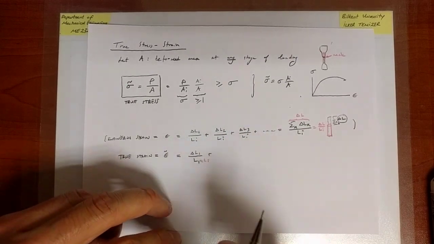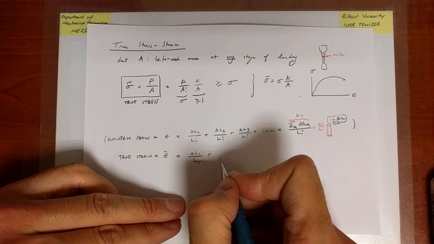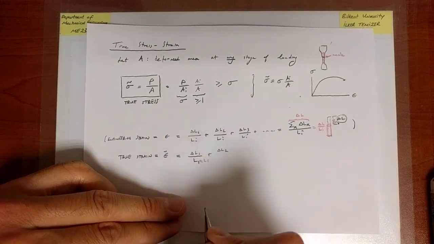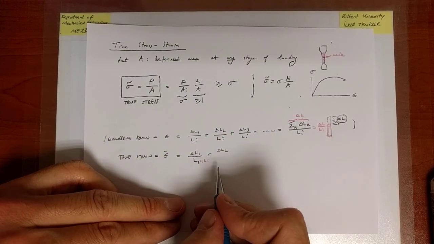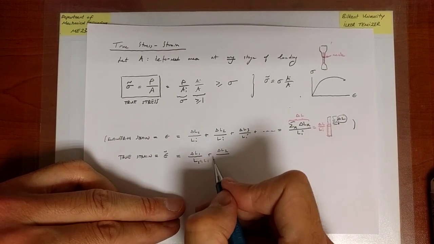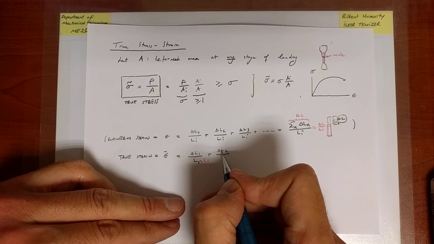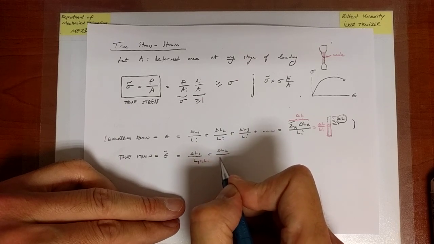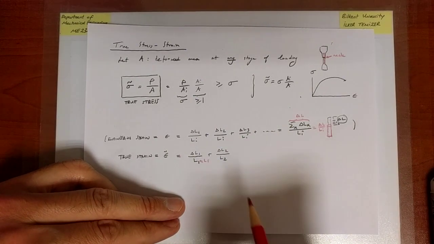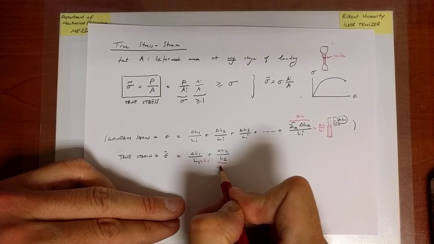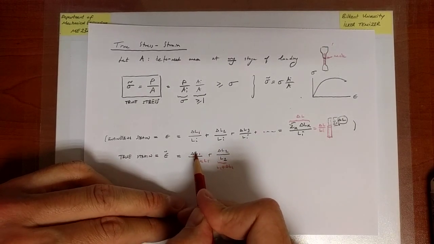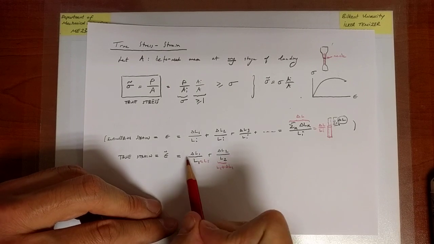Now, when I make the incremental addition to the overall true strain, the difference from the engineering one is that I'm going to extend the specimen by delta L2, and I'm going to calculate the incremental change to the true strain as the change in the length, divided by the new length of the specimen. The new length of the specimen is defined to be the old length plus the change in the length in the previous step.